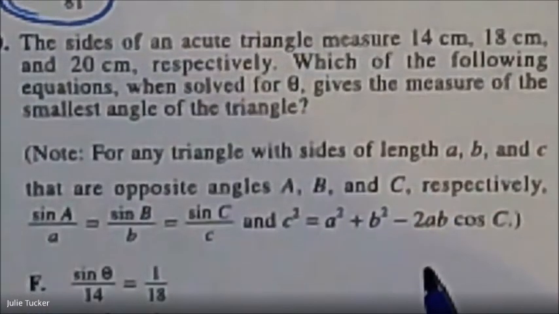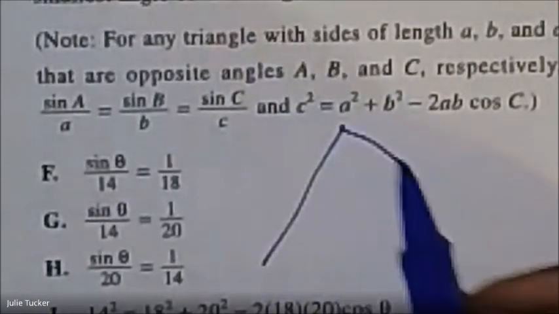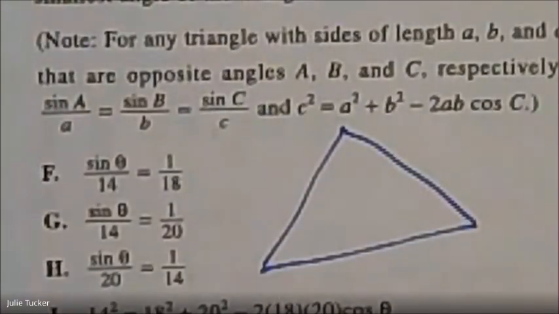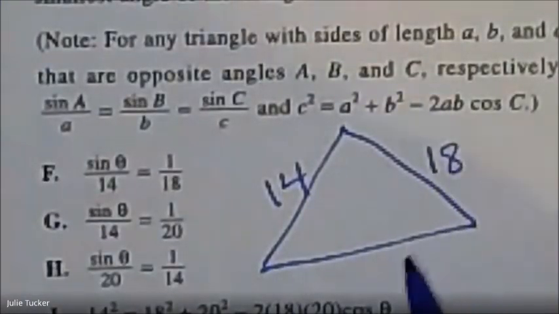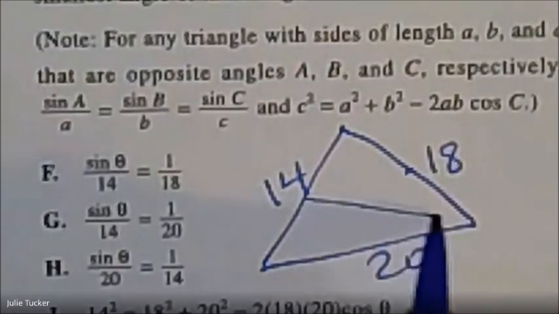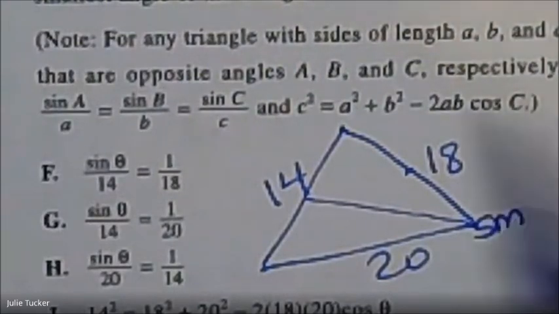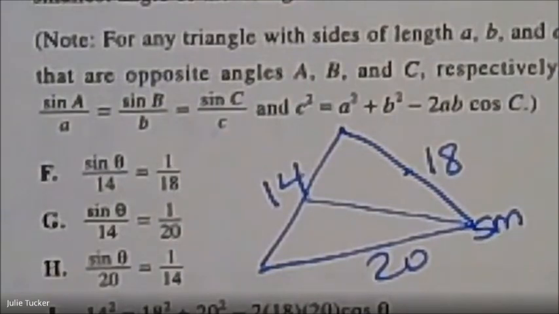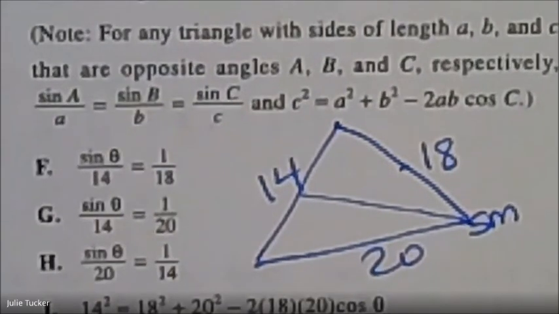Okay, so we're going to make a triangle, and we're going to put the numbers for the sides. The numbers they gave us were 14, 18, 20. Do you remember how to find the smallest angle if you know the smallest side? It's opposite. So this is the smallest angle right here because this is the shortest side. Okay. So anyway, to work this problem, you have to know how to do some trigonometry that you didn't learn.